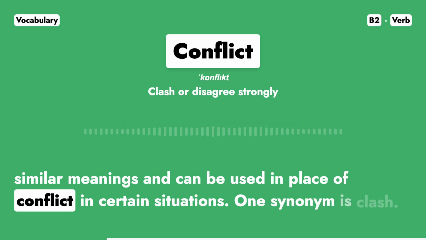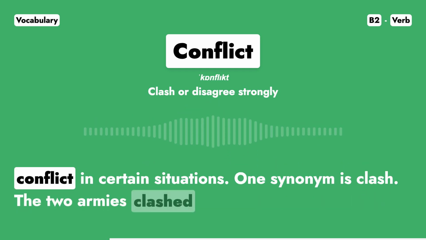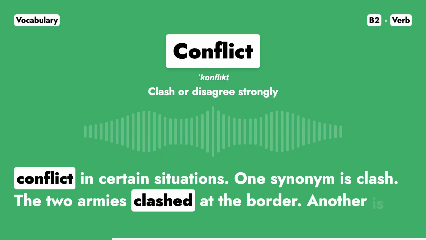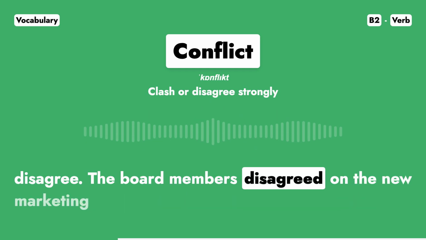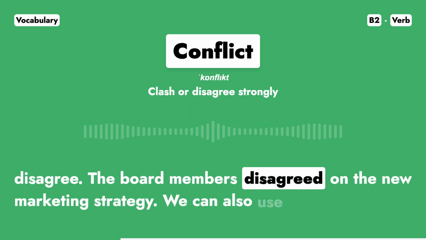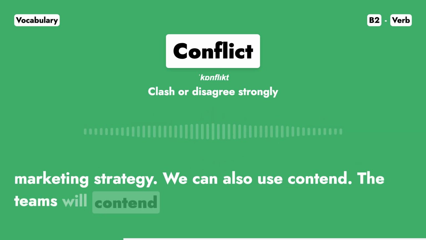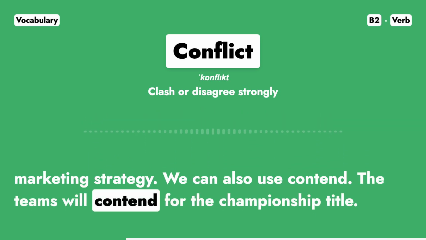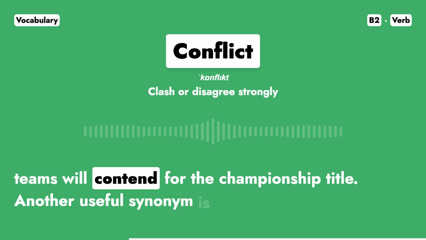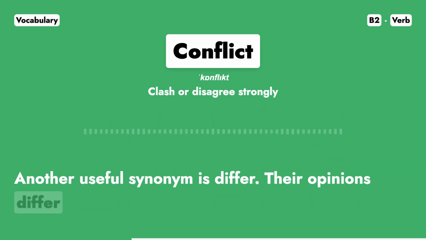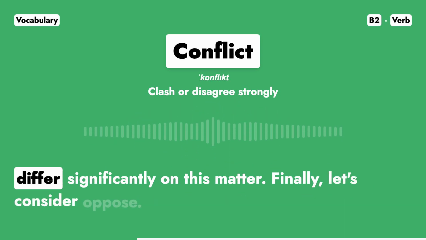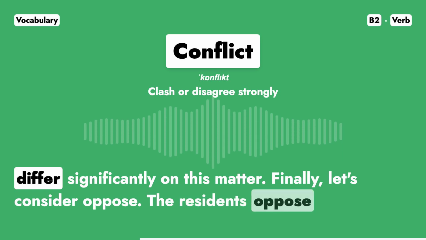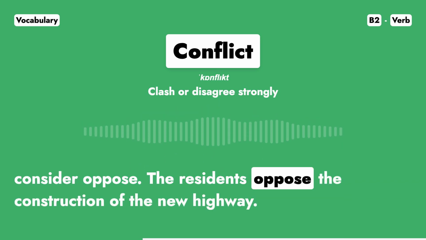One synonym is clash. The two armies clashed at the border. Another is disagree. The board members disagreed on the new marketing strategy. We can also use contend. The teams will contend for the championship title. Another useful synonym is differ. Their opinions differ significantly on this matter. Finally, let's consider oppose. The residents opposed the construction of the new highway.